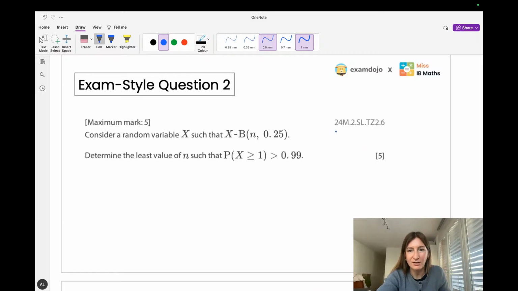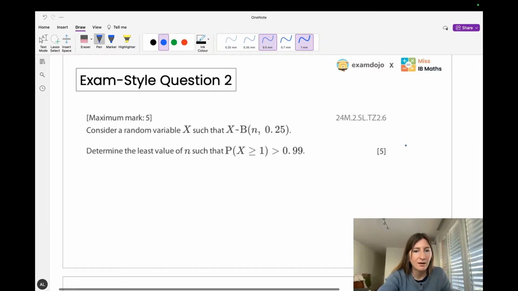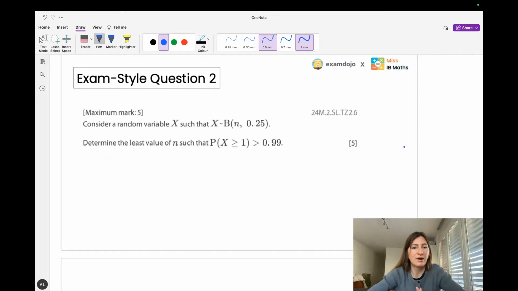All right, so this, just to let you know, is from the 2024 May exam paper 2 in SL. Consider a random variable x such that x is distributed binomially with n. Okay, first clue, n. They haven't given us n. We're probably going to need to find n. And probability of 0.25. So p, we know, n, unknown.